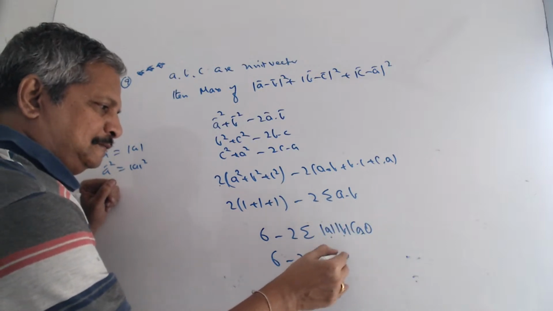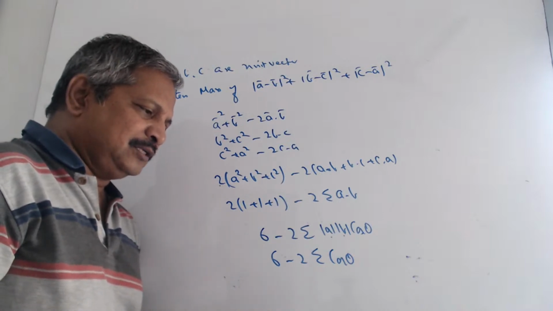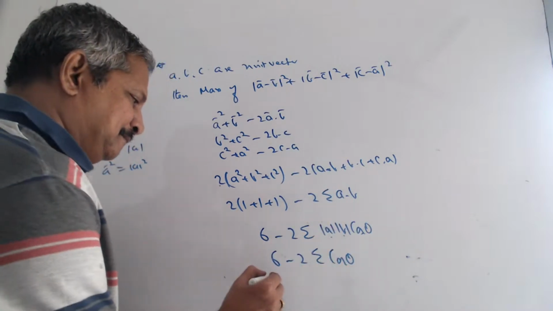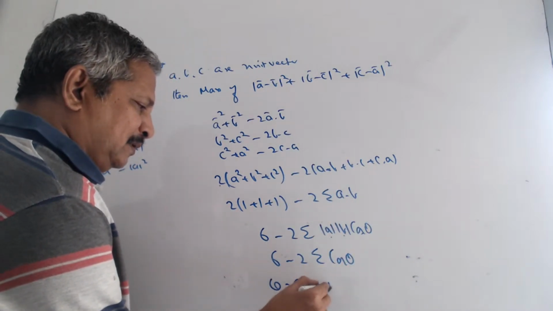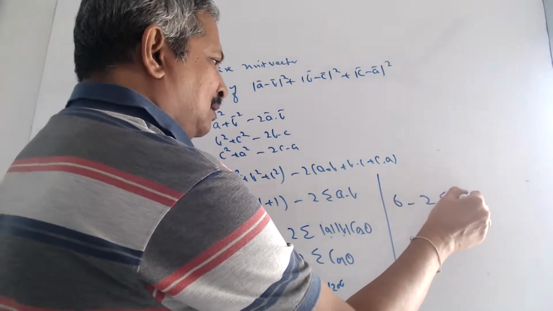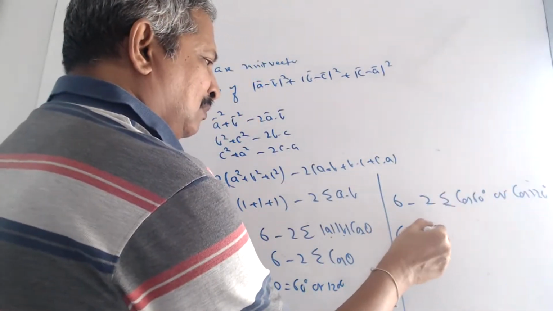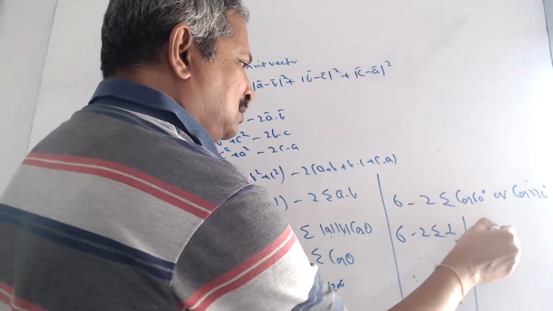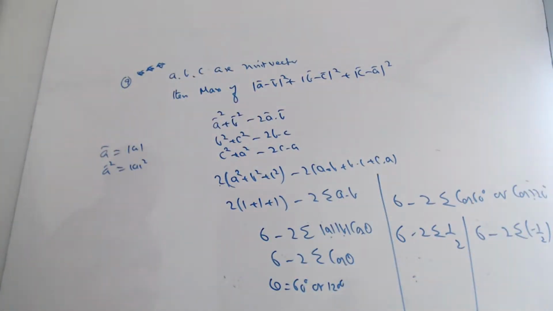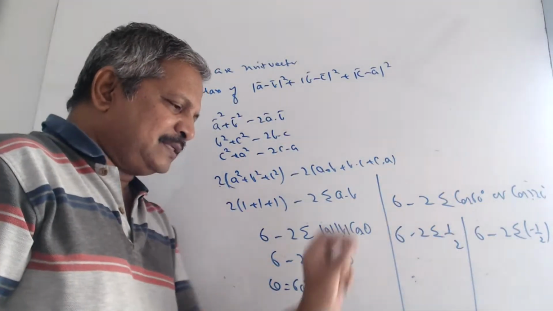1, 1, cos theta. Here an important point you have to remember is that always in vector algebra, for maxima and minima, theta is 60 or 120. So here I will do 6 minus 2 sigma cos 60 or cos 120. Sigma cos 60 is 1 by 2, or 6 minus 2 sigma cos 120 is minus 1 by 2. Always for maxima and minima, sigma theta value will be 60 or 120.